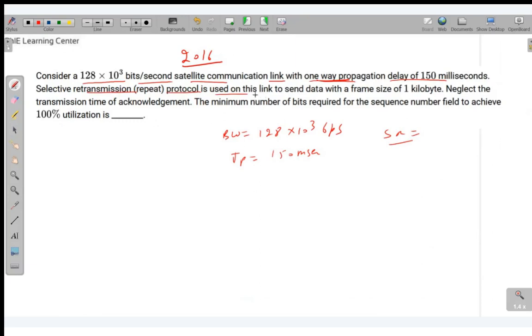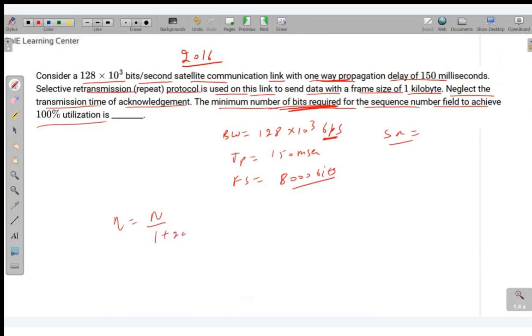On this link to send data with a frame size of 1 kilobyte. The bandwidth is in bits per second, so immediately convert the frame size to 8000 bits. Neglect the transmission time of acknowledgement. What is the minimum number of bits required for the sequence number field to achieve 100% utilization? We have solved many questions like this. Efficiency is 100%: efficiency is N upon 1 plus 2a, so 1 is equal to N upon 1 plus 2a. So N comes out to be 1 plus 2a.